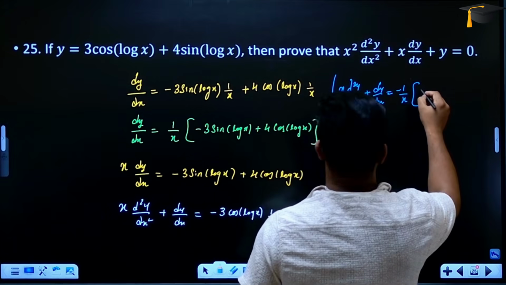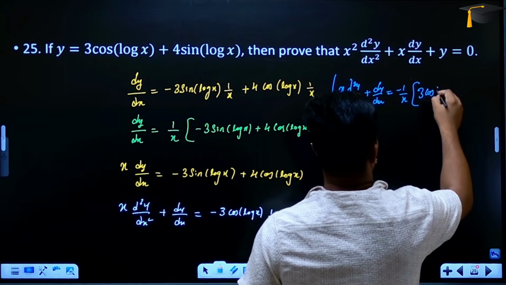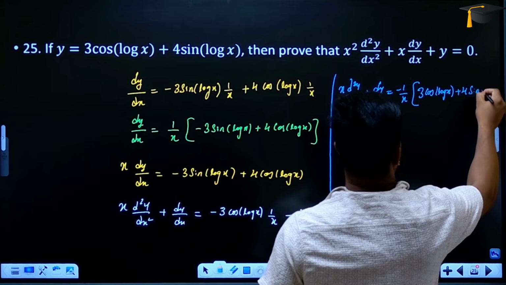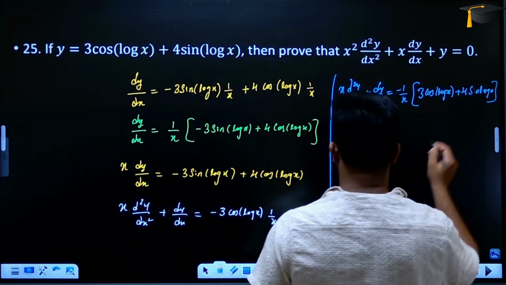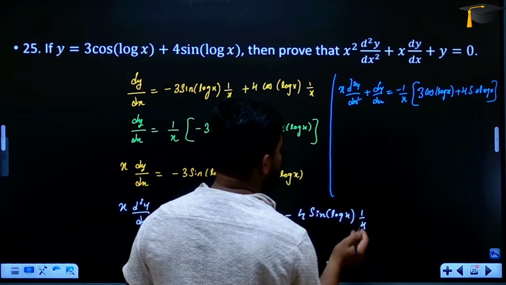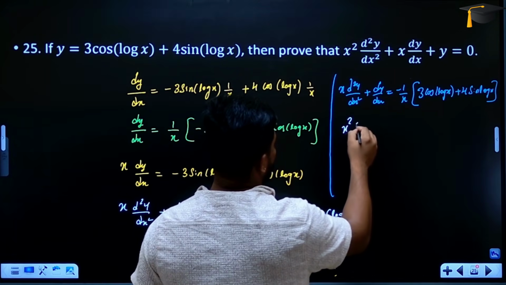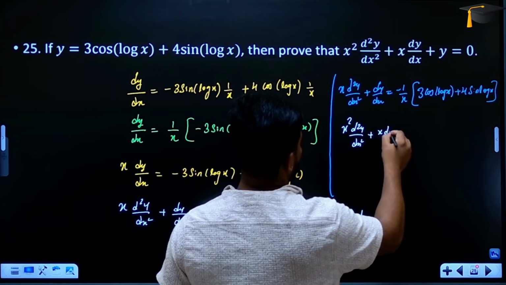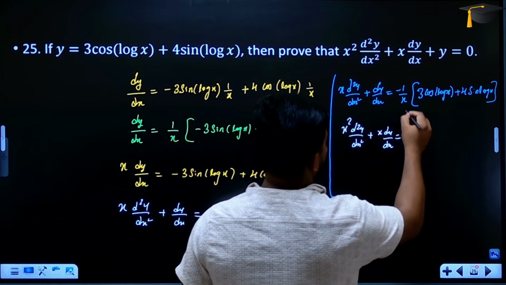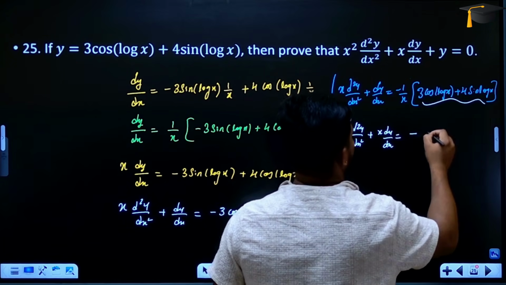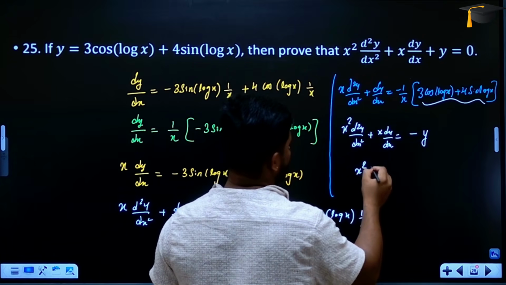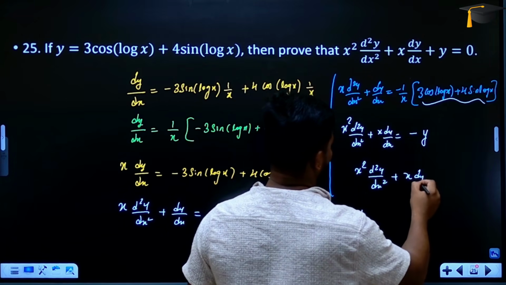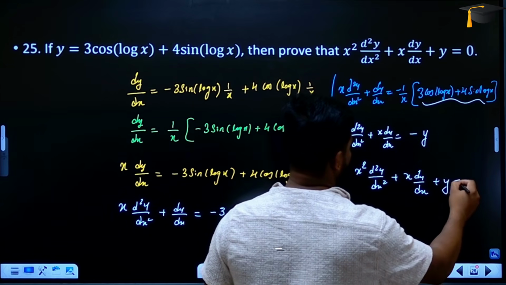Okay, so these are 3 cos log x plus 4 sin log x. In this, take only the x to this side. So you get x square into d square y by dx square plus x dy by dx, is equal to, this is minus and all these are actually y, right? So now if you solve, x square d square y by dx square plus x dy by dx plus y is equal to 0.